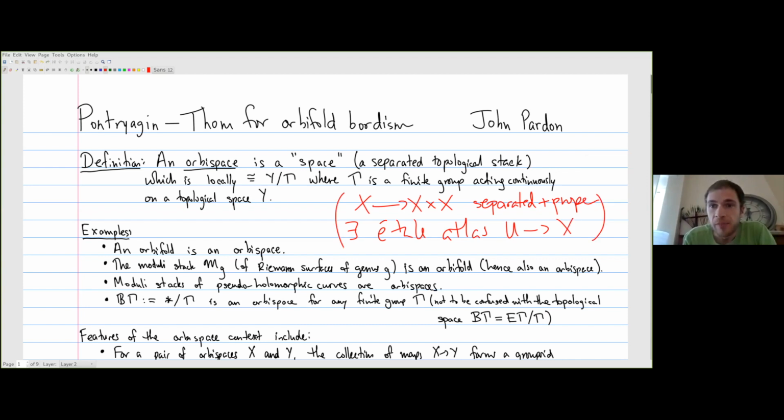Great. So examples: orbifolds. We've probably all heard about orbifolds before. These are an example of an Orbispace. The moduli stack of Riemann surfaces of genus g is an orbifold, hence it's also an Orbispace. Moduli stacks of pseudo-holomorphic curves are also best regarded as Orbispaces. For many purposes we just care about the underlying topological space, but to do more complicated things with them, it's often useful to regard them as Orbispaces.